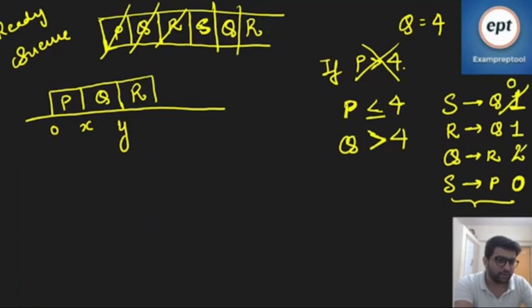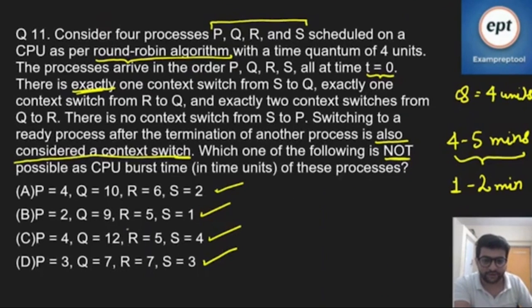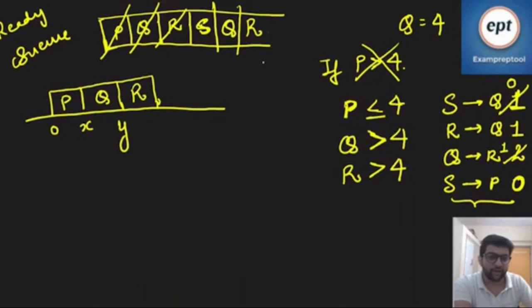And again, Q to R is also handled. So we'll make it 1. Now, the process R is again pushed in the ready queue, it means that the burst time of process R is greater than 4. So let's just try to eliminate the option. Again, all the options have burst time greater than 4, right? So we cannot eliminate the option.